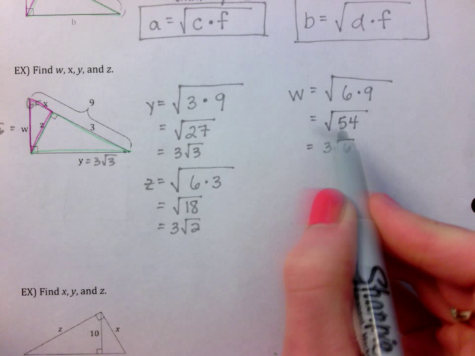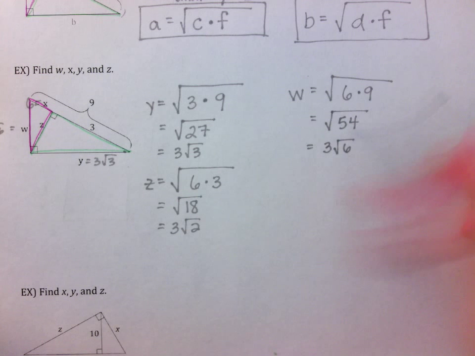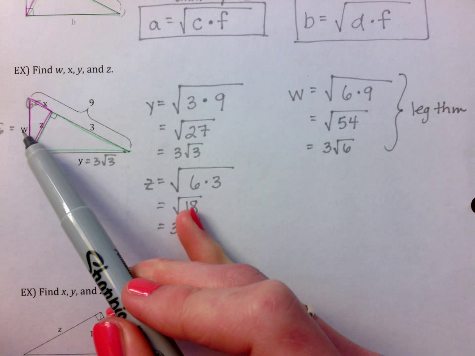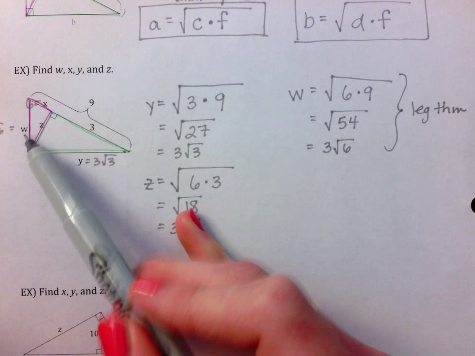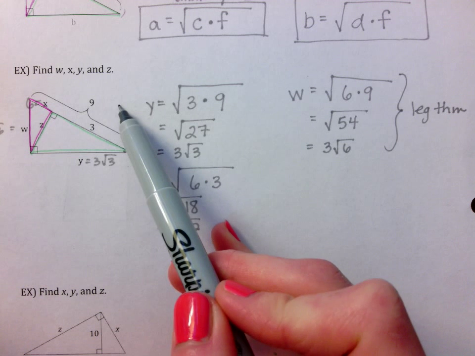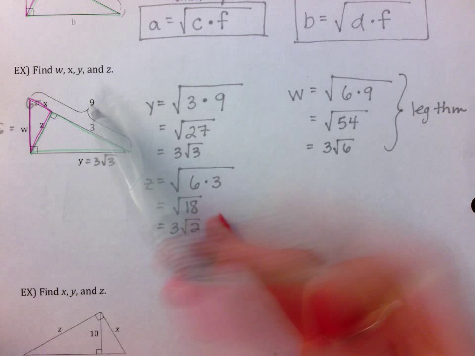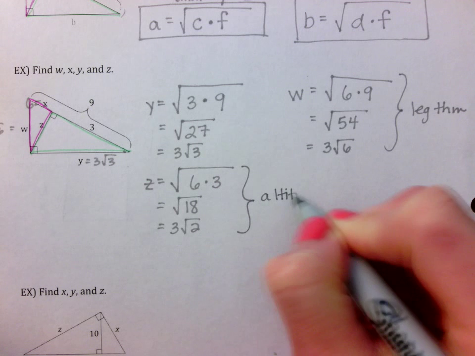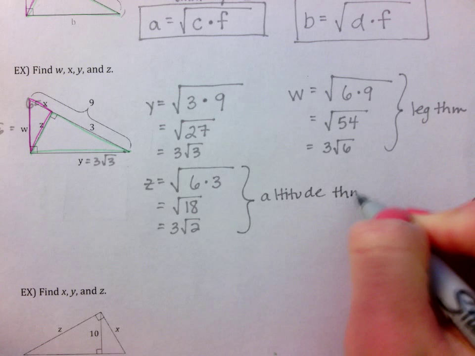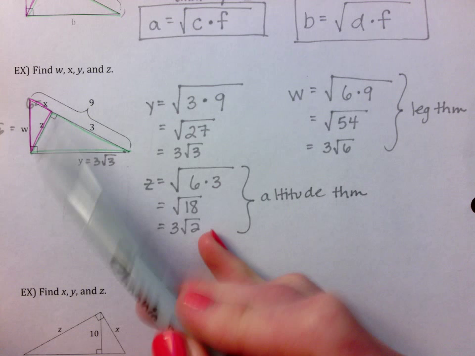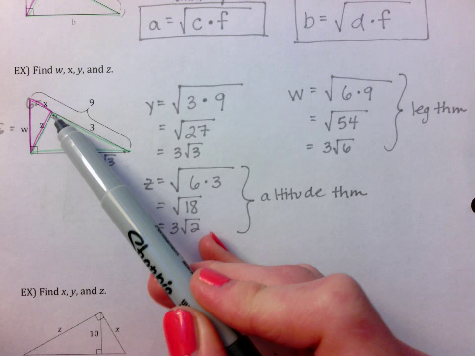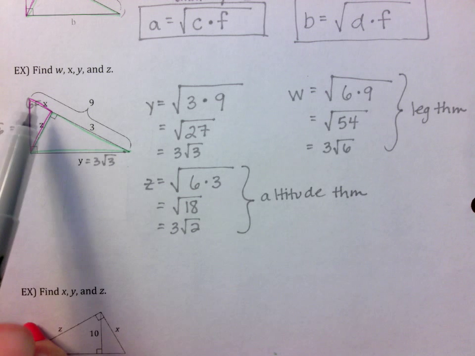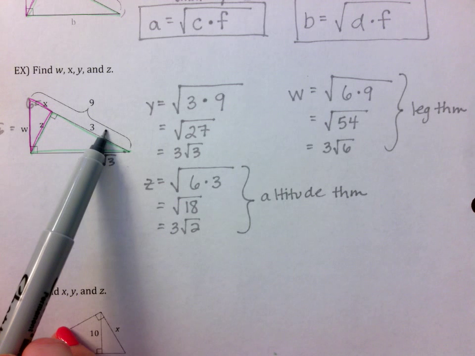So these two, y and w, we used the leg theorem for, which says that the hypotenuse of the smaller triangle is equal to the geometric mean of its leg and the original hypotenuse, 9. And then for this one, we used the altitude theorem, which, just to recap, says that the altitude of the big right triangle is equal to the geometric mean of the two segments it splits the hypotenuse into.